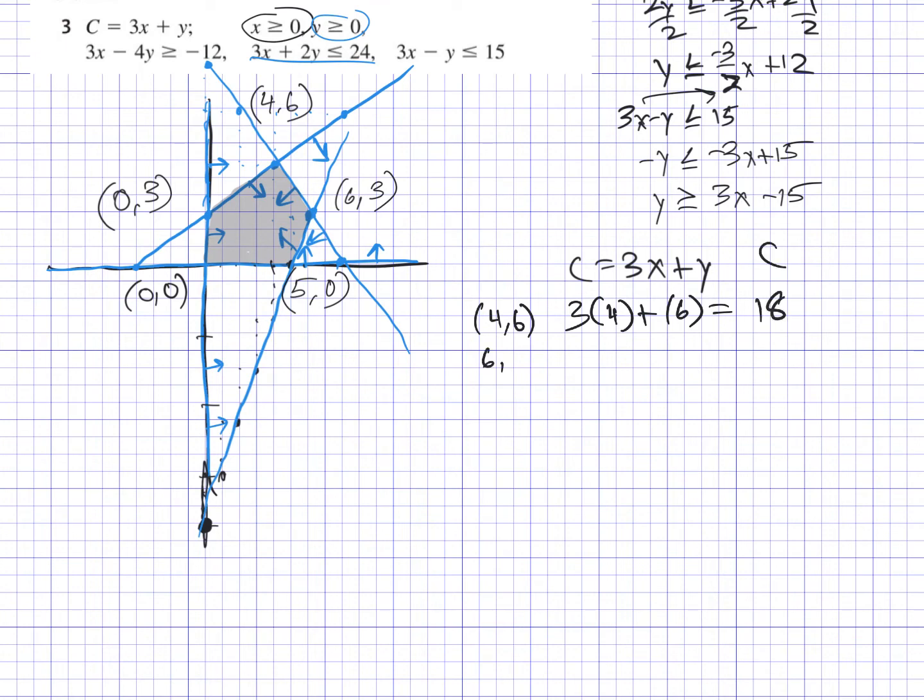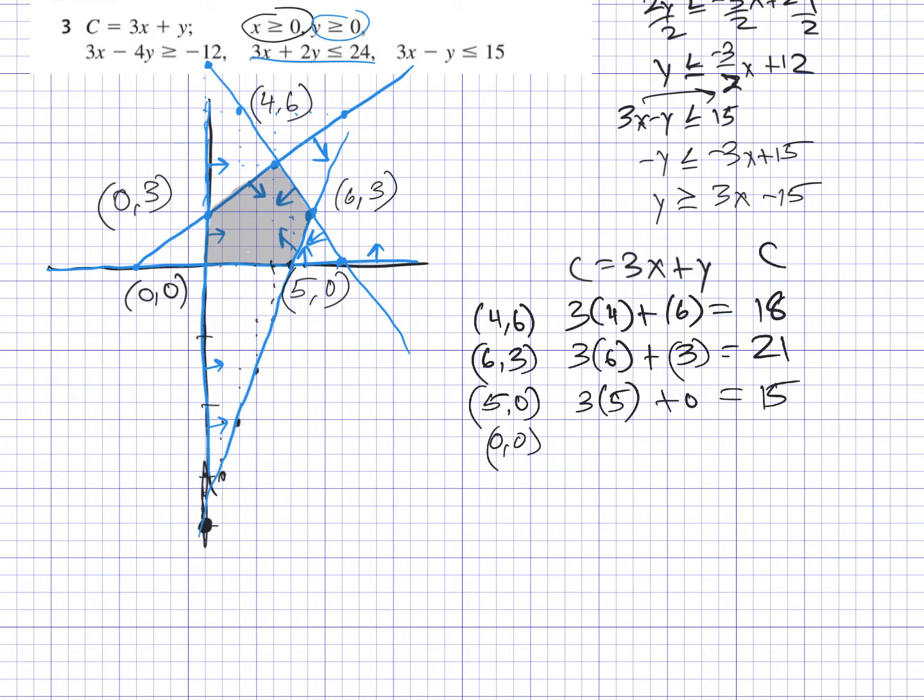Let's do 6, 3. Just go around in order. So 3 times 6 plus 3. 18 and 3 is 21. And 5, 0. 3 times 5 plus 0 is 15. And as you get through this, you can go a little bit faster. 0, 0 is going to be 0. And 0, 3 is going to be 3.